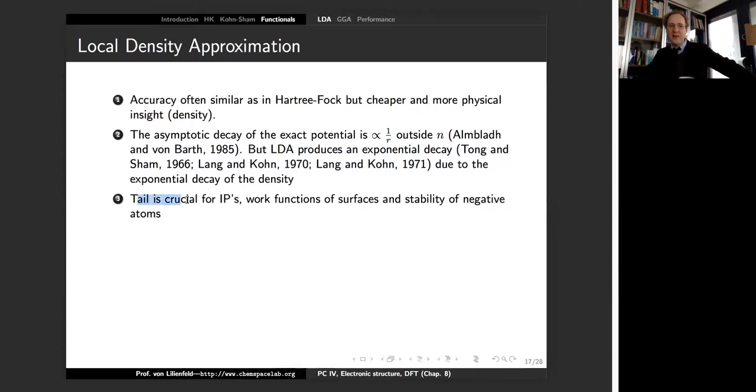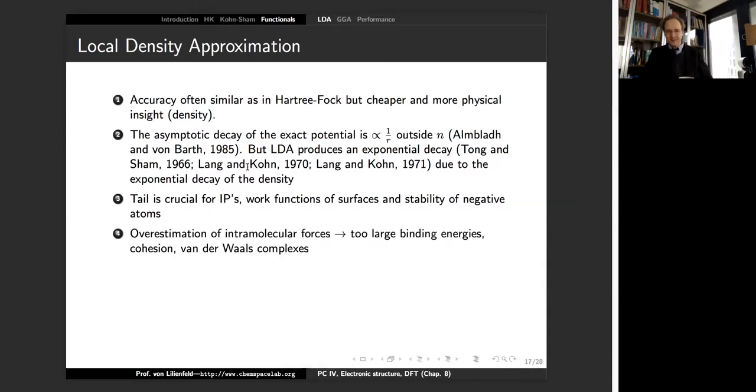So this tail of the electron density is crucial also for the ionization potential. This is where the valence electrons sit, right, at large distances. And so when you ionize your molecule, this is where the electrons will change. And so it's the first property where you would see such errors. So the ionization potential, interactions with surfaces, or stability of negative atoms, this is difficult for LDA.